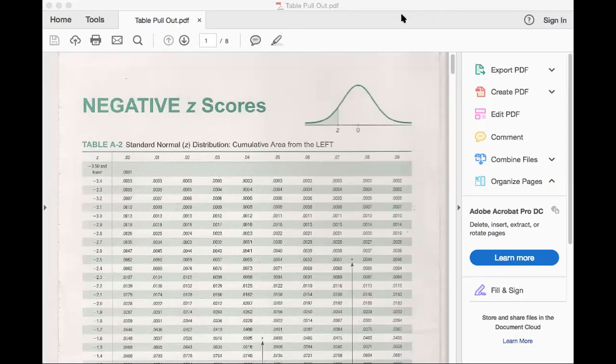So long as my z-score is between negative 3.5 and positive 3.5, that covers, according to our table, 99.99% of the table. I mean, of the graph. Right? So that's how you read the table.